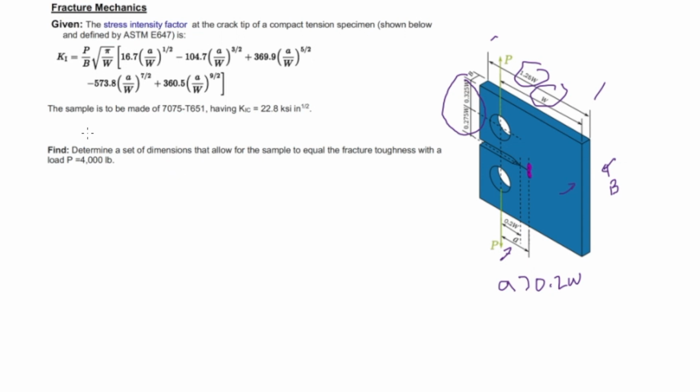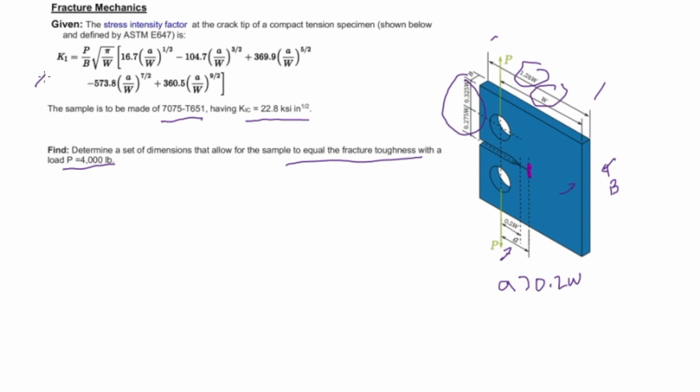So in this problem, we're given a material. It's aluminum 7075-T651 with a fracture toughness of 22.8 ksi square root inches. And we're asked to design a specimen such that at a load of 4,000 pounds the sample will equal its fracture toughness. In other words, it'll fracture.